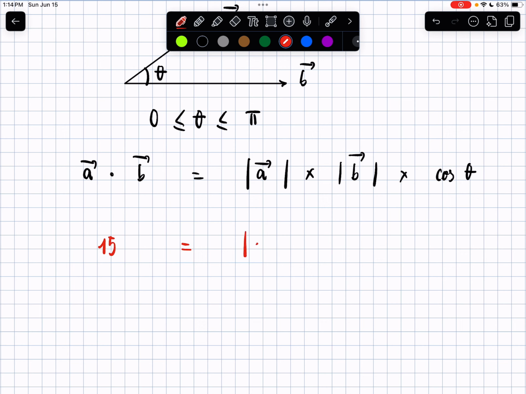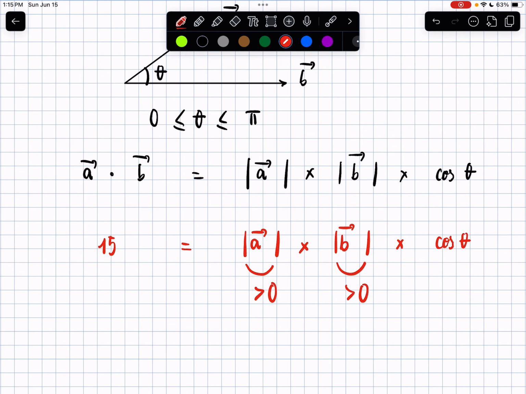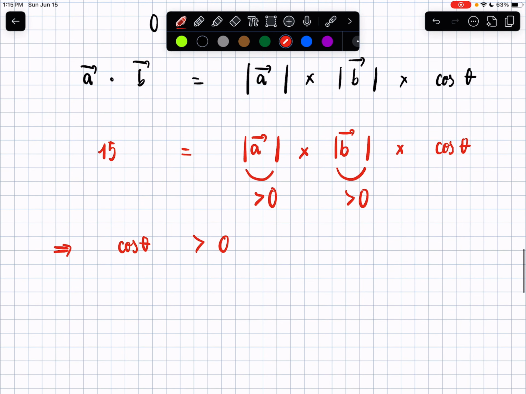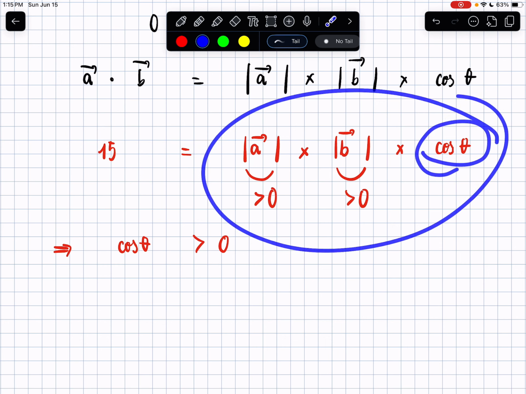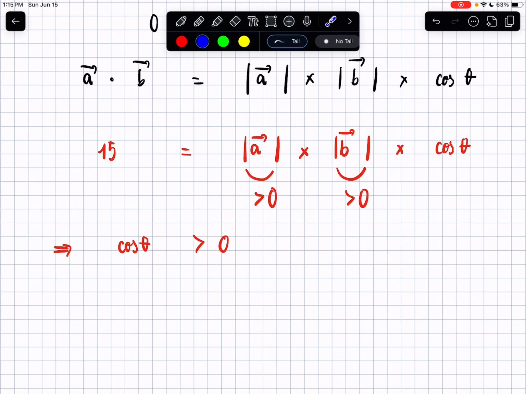The magnitude of A is a non-negative number. The magnitude of B is also non-negative. Cosine of theta, we know these two parts must be non-negative. In our case, the product is positive. So we know that cosine of theta must be positive, right? Because if cosine of theta is 0, then this one times 0 equals 0, but we have 15. If it is negative, then the whole thing is negative, which is not the case because 15 is positive.